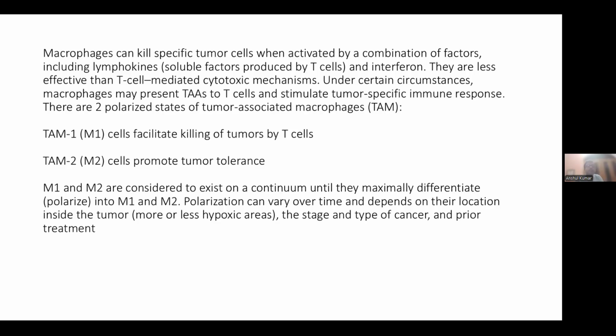There are two polarized states of tumor-associated macrophages, TAM1 and TAM2, as I already discussed regarding the role of M1 cells and M2 cells. M1 and M2 are considered to exist on a continuum until they maximally differentiate into M1 and M2. Polarization can vary over time and depends on their location inside the tumor, the stage and type of cancer, and prior treatment.